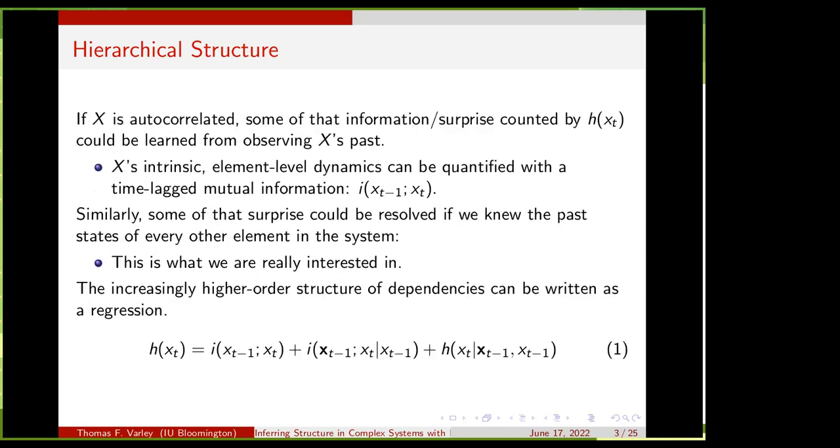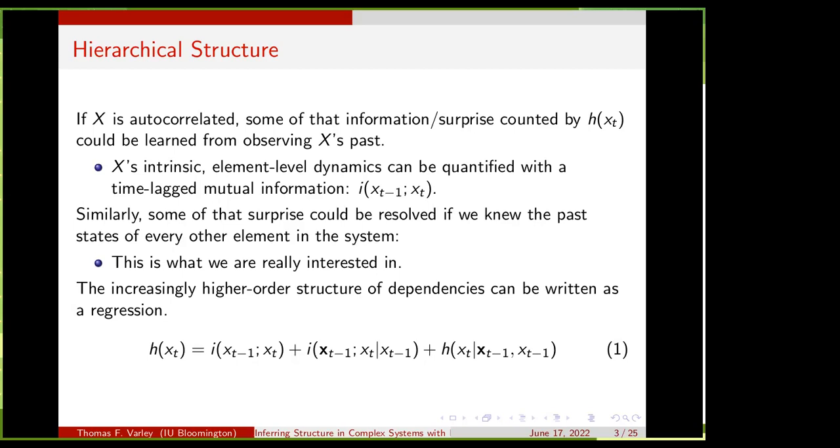If X is autocorrelated, some of that surprise stops being surprising if you know X's past, right? If it's been raining all week and you wake up and it's raining again, you are less surprised, because you know that it's been raining for the last 10 days, than you would be if you woke up and, I don't know, meatballs were raining from the sky or whatever, okay? And so we can quantify that intrinsic element-level dynamics with the time-lagged mutual information. Okay, this is also sometimes called the active information storage.